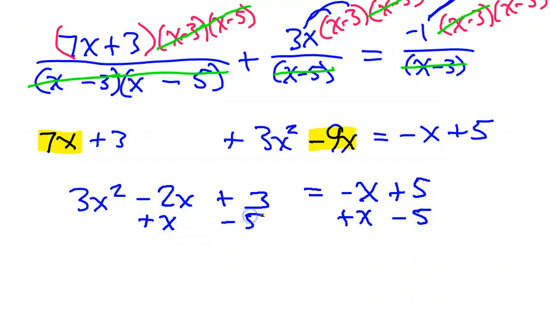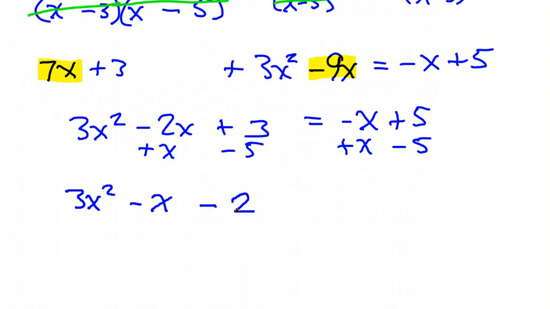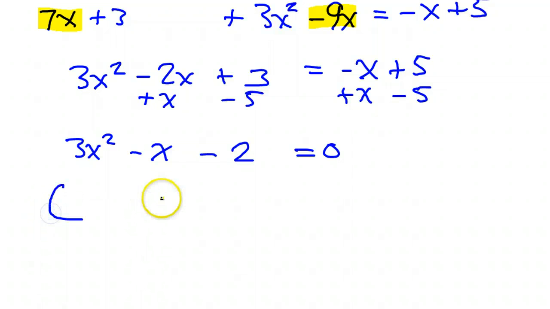And subtract 5 from both sides. I'm getting everything on one side and I'm going to factor. So this will make 3x squared minus x minus 2 is equal to 0. Okay, let's see if we can factor this.